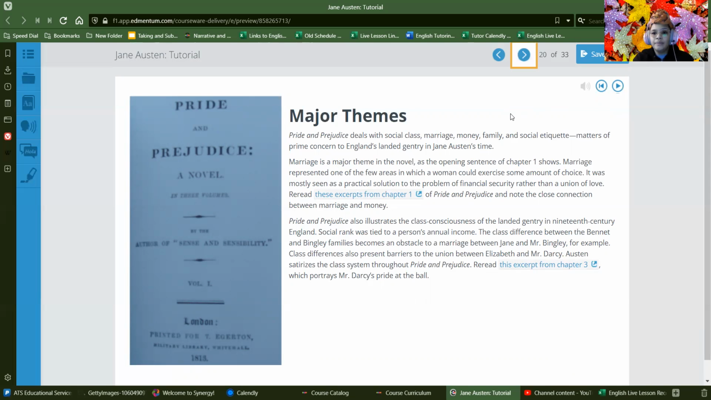Another theme here is the class consciousness of the gentry. So everyone is aware of how much they make, how much they have, and where they fit on the scale. And they pretty much act accordingly. Like you have the Bingley sisters who are very class conscious. They're aware of the fact that they are higher class and they kind of look down on everyone else. It's pretty awful. But everyone to a certain degree is aware of what their class is.